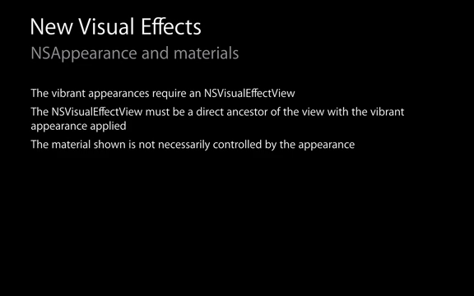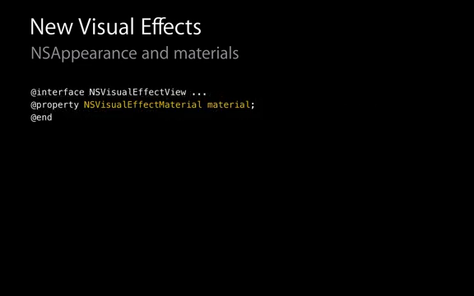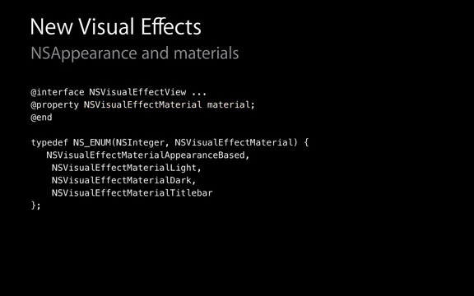However, whatever material is shown by the visual effect view may be different than what the appearance is saying. And let me describe that a little bit differently. Visual effect view has a property called material. The NSVisualEffectMaterial has several enum values. The first one is what you will probably use the majority of the time: NSVisualEffectMaterialAppearanceBased. So let me show you how that one works.